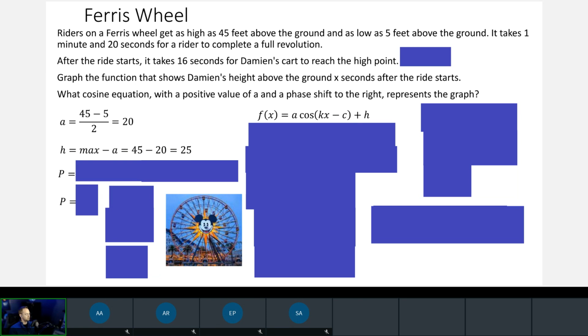So again, 2 pi is the period. So we're doing p equals 2 pi. Oops. Let me back up real quick. So period. It tells us in this problem it takes 1 minute and 20 seconds to do a full rotation. What's the problem of me telling you it's 1 minute and 20 seconds?